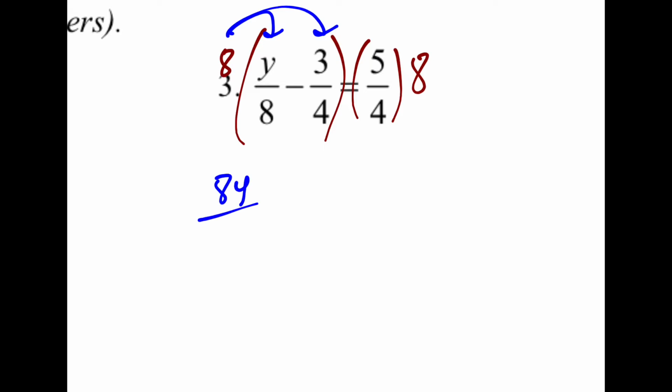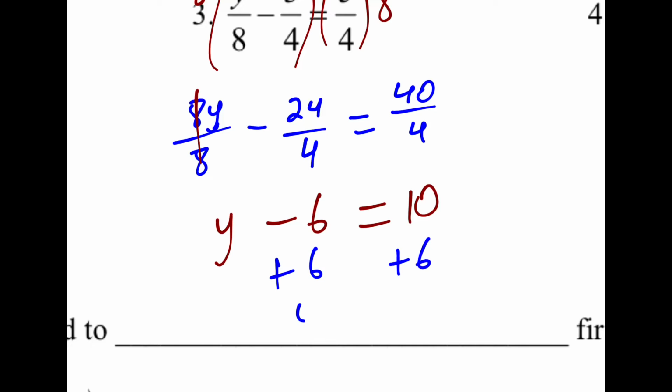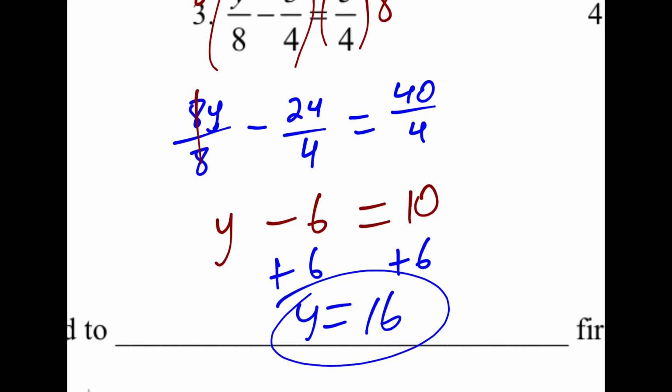We are left with 8y over 8 minus 24 over 4, that's 8 times 3, is equal to 40 over 4. And now we do some simplification. 8 over 8 goes away, I'm left with y. 24 over 4 is 6, and 40 over 4 is 10. So I just add 6 to both sides, and I get y is equal to 16, and I'm done.